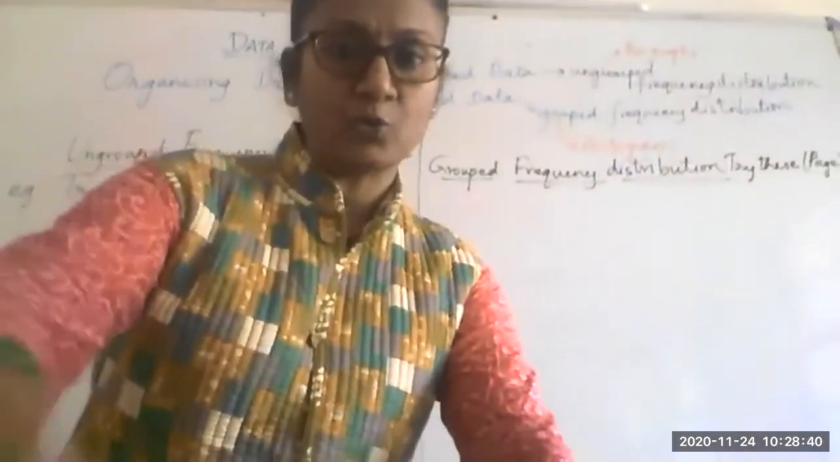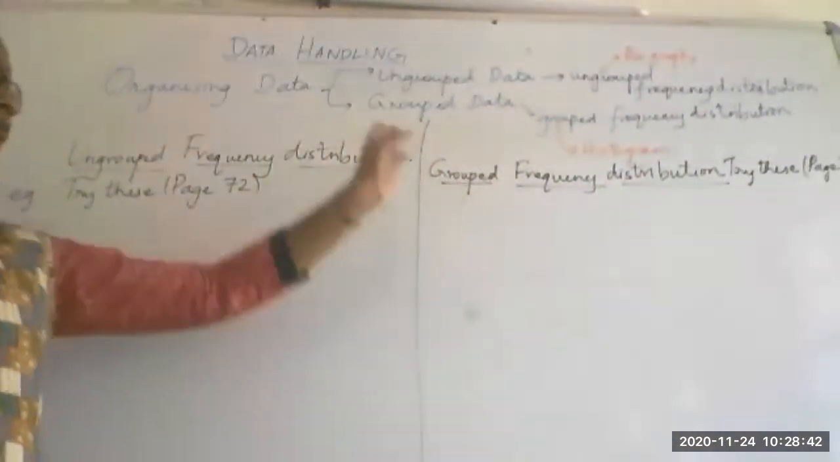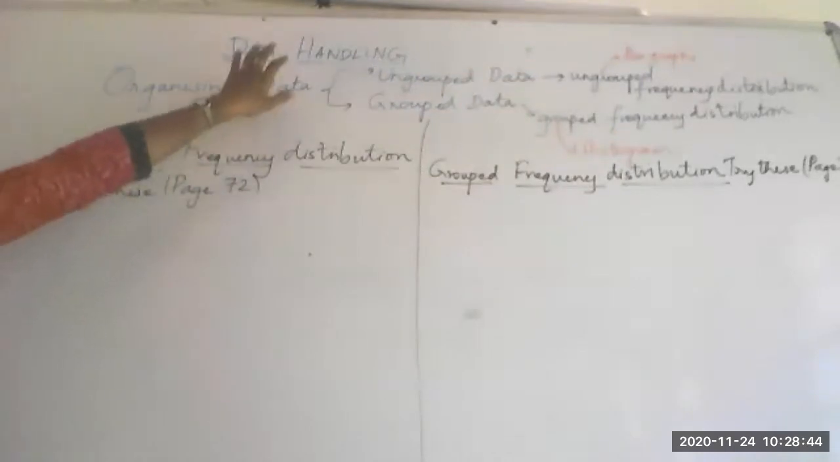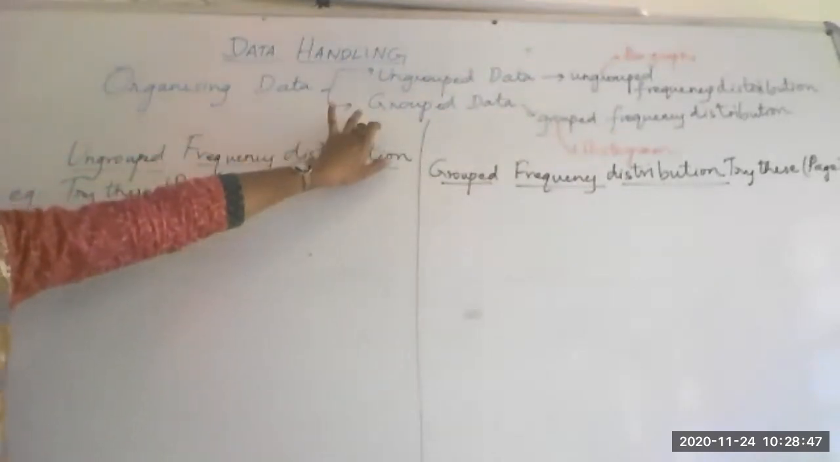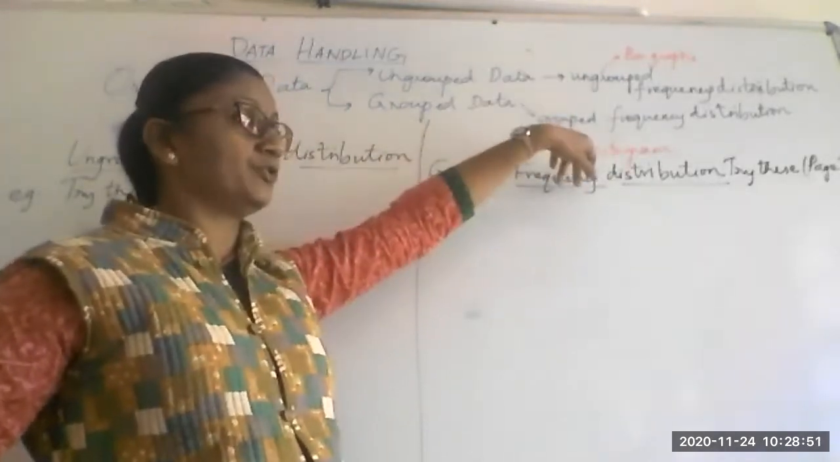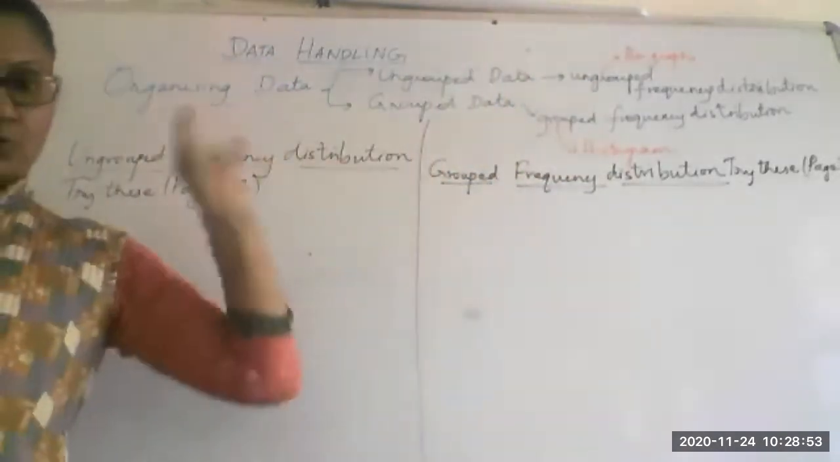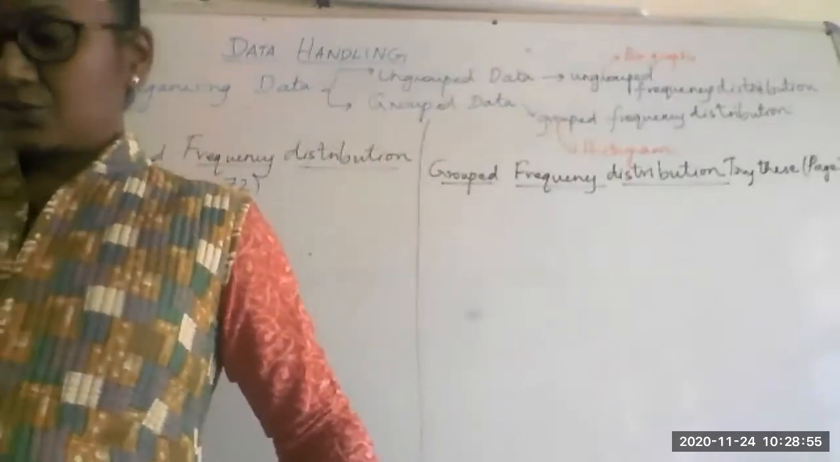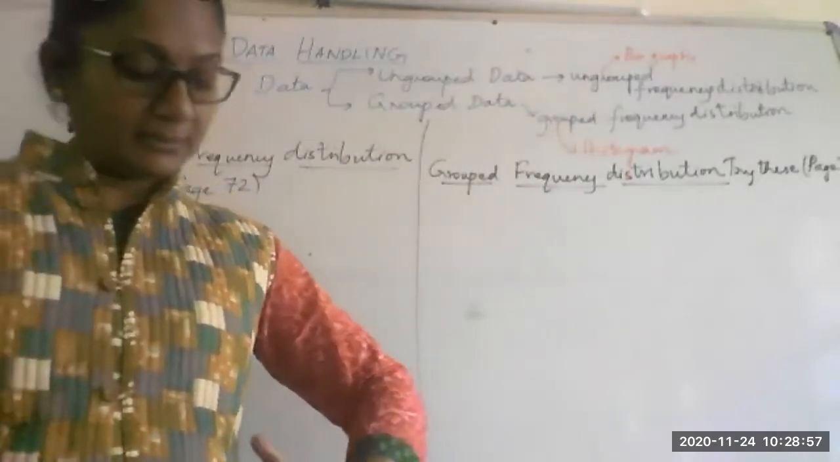I hope you have made a note of all this which is there on the board. What is organizing data? What are the 2 kinds of data you will get? And these 2 frequency distributions, what will they lead you towards? I hope you make a note of this in your classwork. So now let me go to the problem on page number 72.